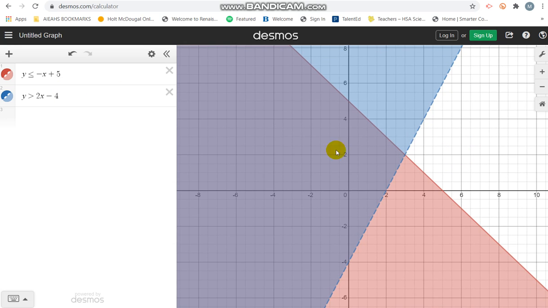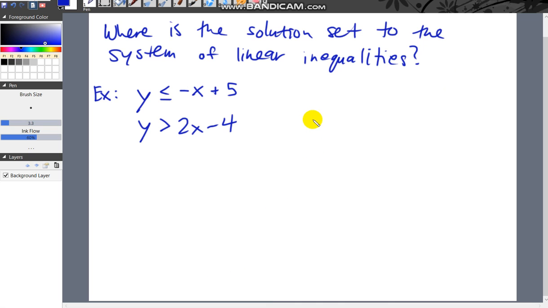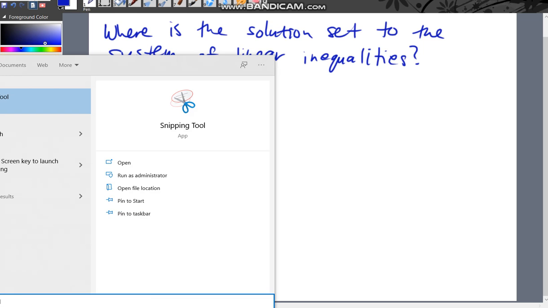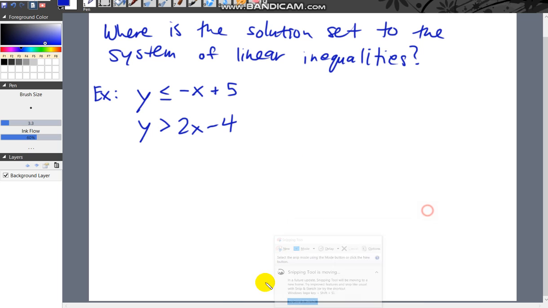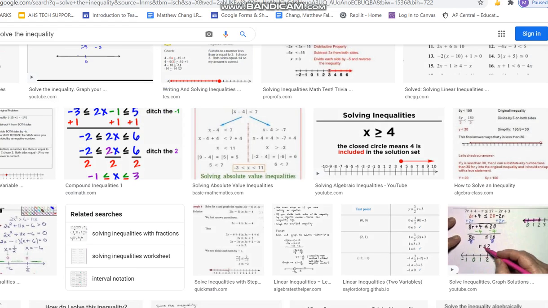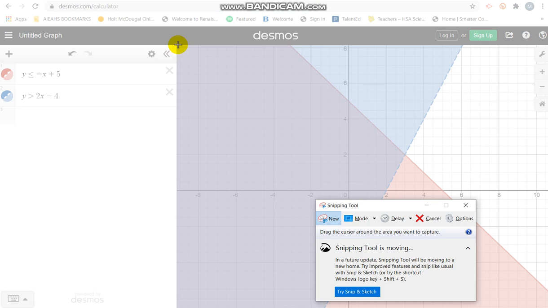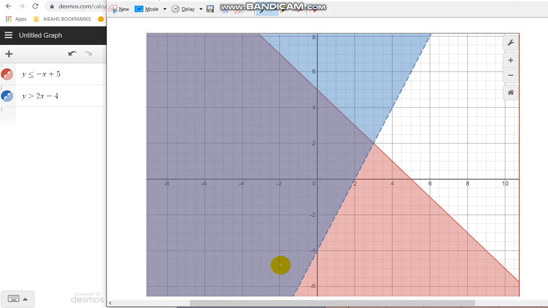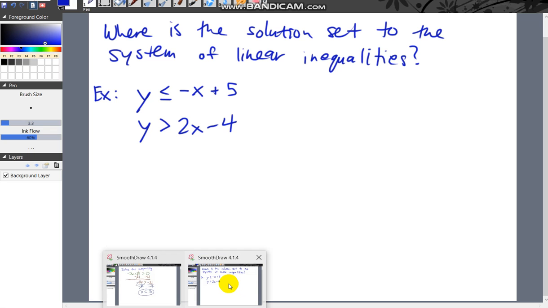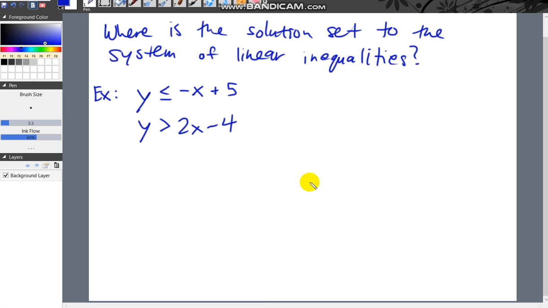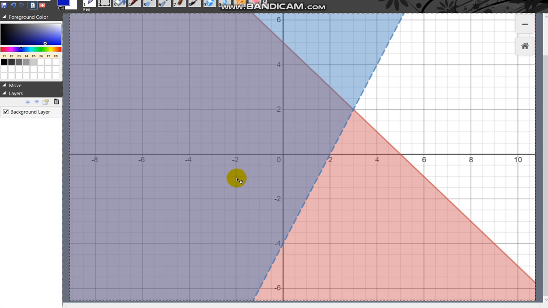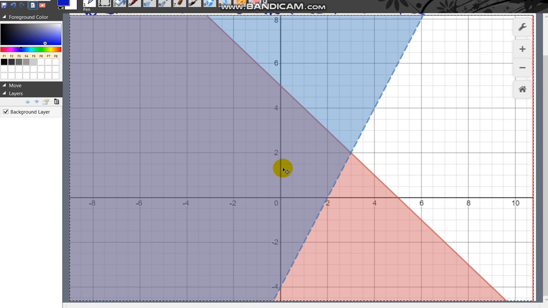If I just asked you, basically, where is the solution set? Then I'll annotate that real fast. Hold on, let me see if I can. Okay, there's my snipping tool. There we go. Let's go ahead and snip this thing. Okay. All right, so where's the solution set? Let's go ahead and get rid of this. Sure, let's make it bigger. All right, so as you can see here, I'm just going to annotate right on top of this.